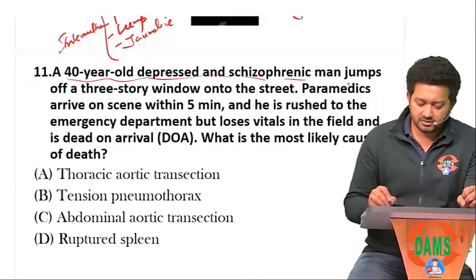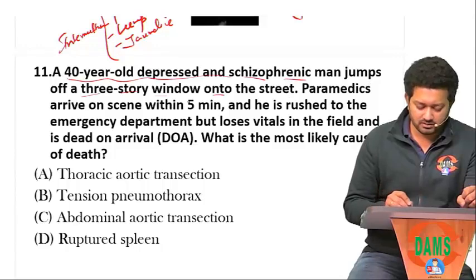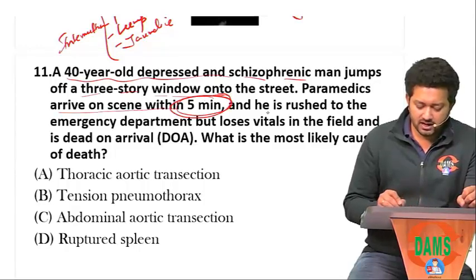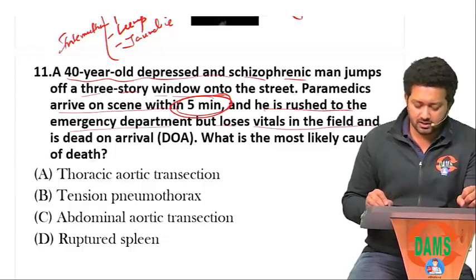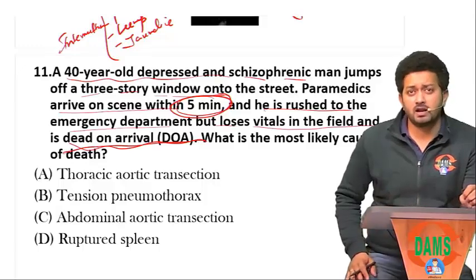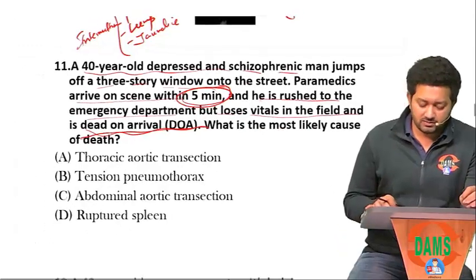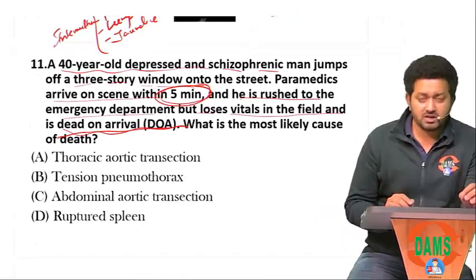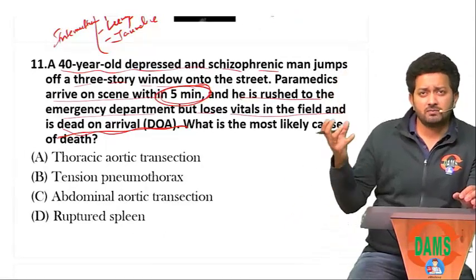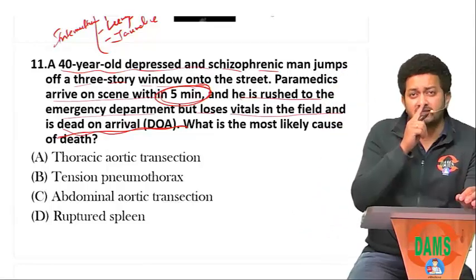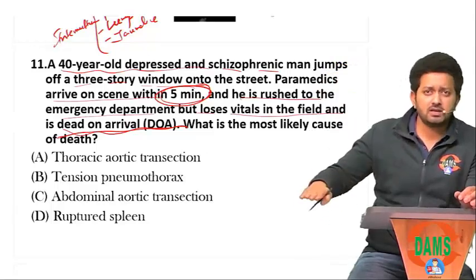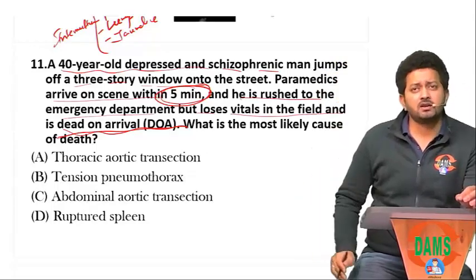A 40-year-old depressed and schizophrenic man jumps from a building. Paramedics arrive on the scene within 5 minutes and he is rushed to the emergency, but before he reached, he was declared dead on arrival. So what is the most likely cause of death? The patient jumped from a window and fell on the ground. So this falling from a height is also a type of deceleration injury. He's falling from a height with the speed of gravity, and suddenly he stops. So that is a kind of deceleration injury.